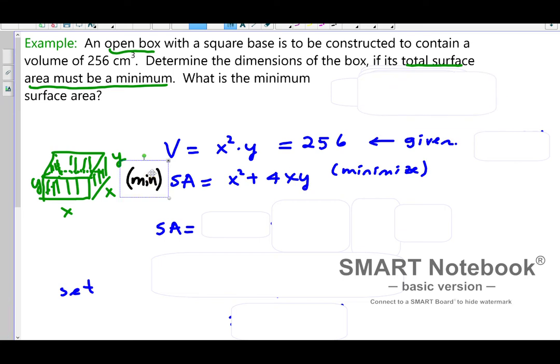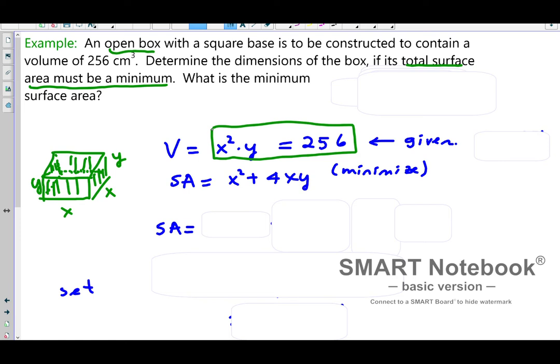So in this situation, we need to get the surface area in one variable only. So let's use the given information to write one variable in terms of the other. Which variable will be easier to solve for here, do you think? In this equation, which one will be easier to solve for? If you said y, you were correct. Y equals 256 divided by X squared. So from this equation, we can get y equals 256 divided by X squared. And use that now in the surface area equation where you see a y, you can substitute 256 over X squared. So that's what I'm going to do next.